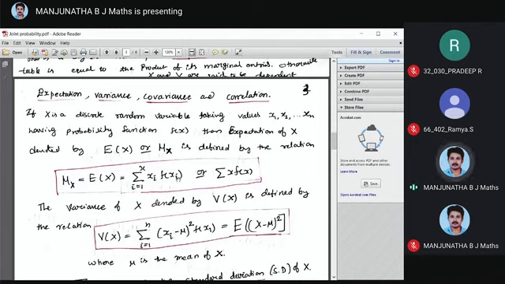So you only have the variable x. If you want expectation of x, take summation of xi f of xi. If you want expectation of x square, you take xi square into f of xi.